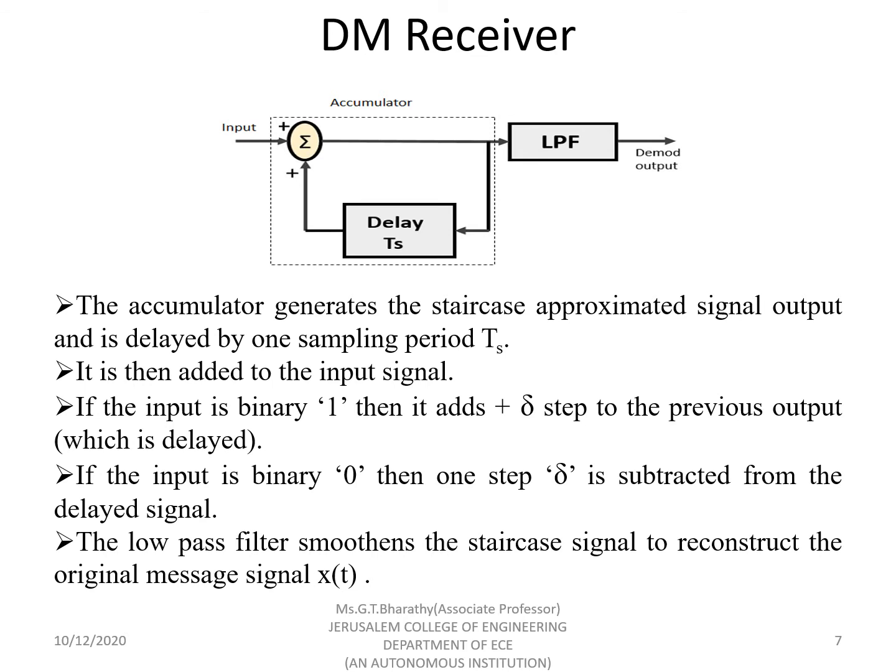So if the input binary is 1, then it adds the step size delta. If it is 0, it reduces the signal by the same amount delta. The low pass filter will smoothen the staircase approximation, and you get back your original analog input signal.